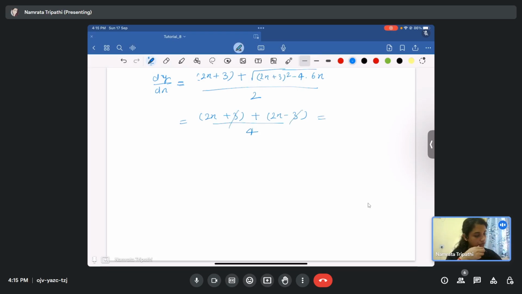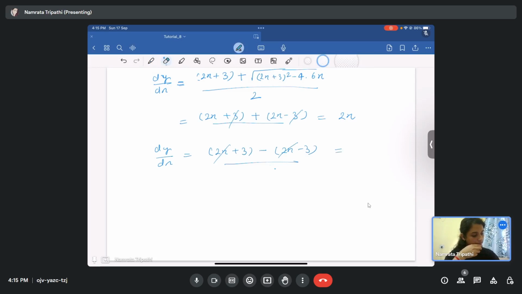This will cancel out. Another characteristic equation: 2x plus 3 minus 2x minus 3 over 4. These will cancel out. Sorry, this is 2. My fault. Okay. Now you have to integrate and you can find the characteristic equation.